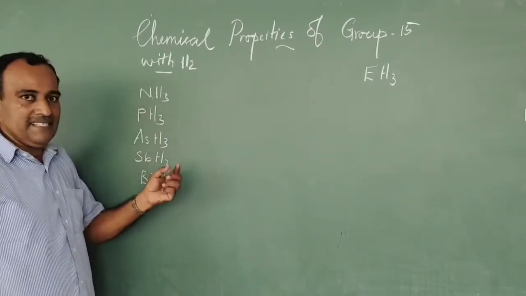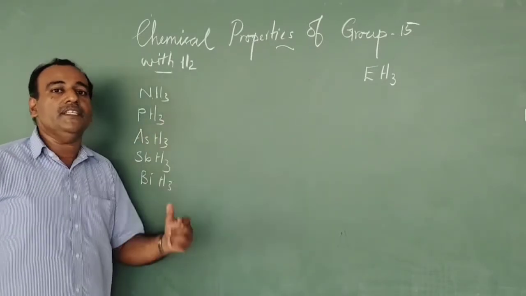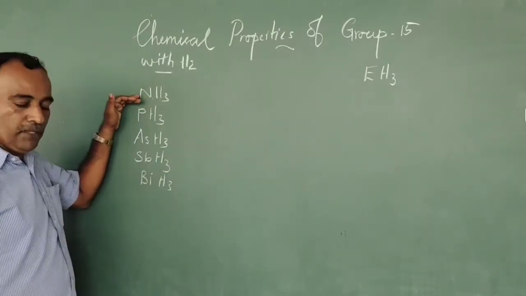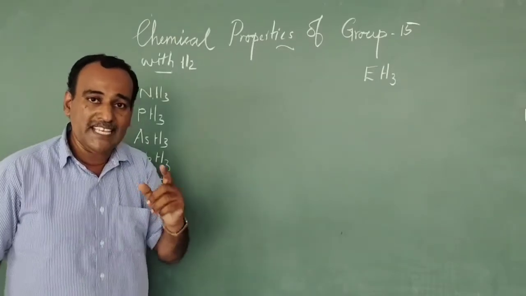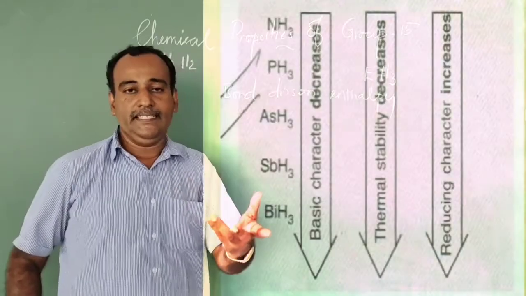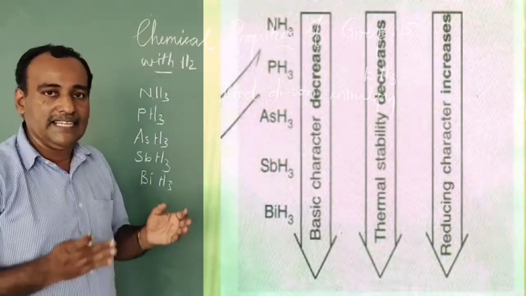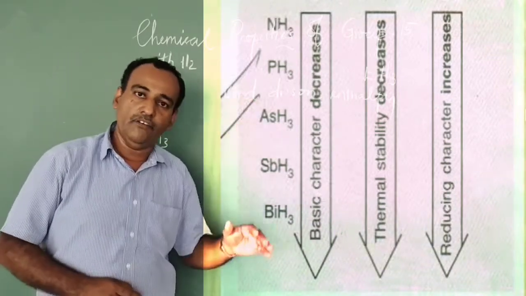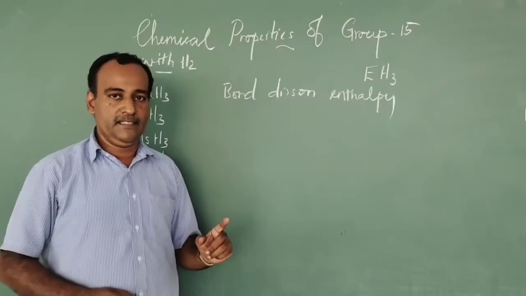If we discuss the bond dissociation enthalpy of these hydrides, when we move from top to bottom, from ammonia to bismuthine, the bond dissociation enthalpy decreases. That means the stability of these hydrides decreases on moving down the group.